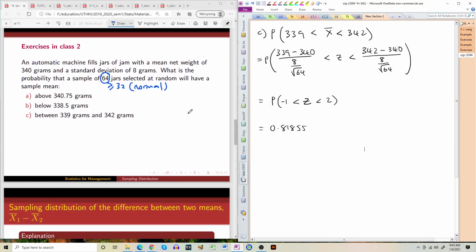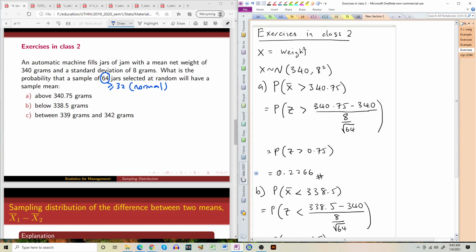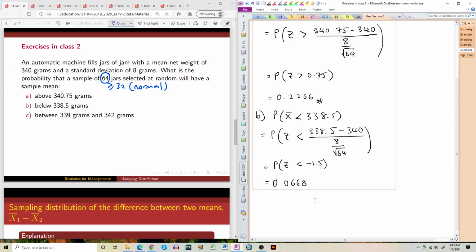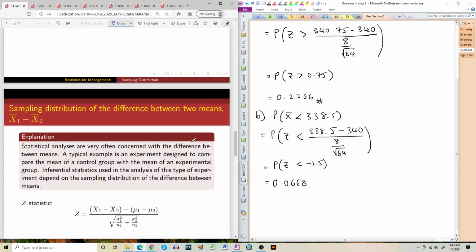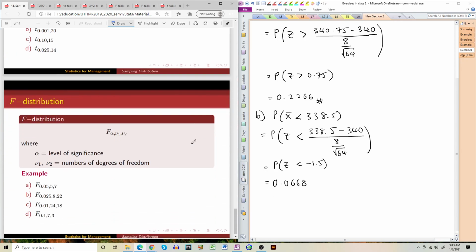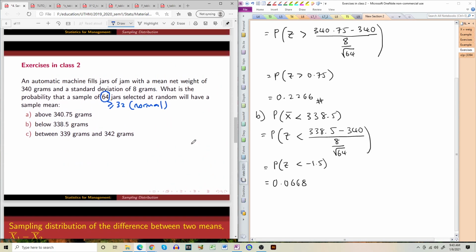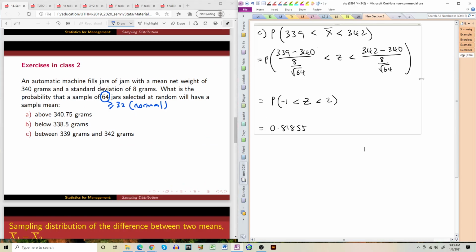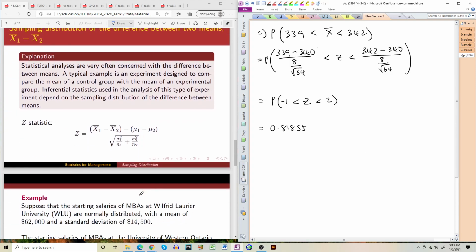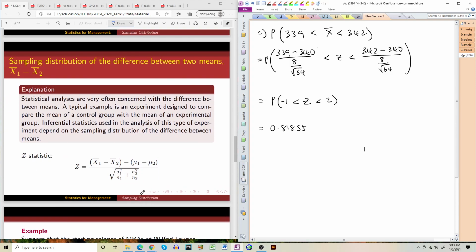So this is the answer for A, answer for B, and answer for C. If you have done this and got the answer, that is very good. Your final answer for the final question is something like this.